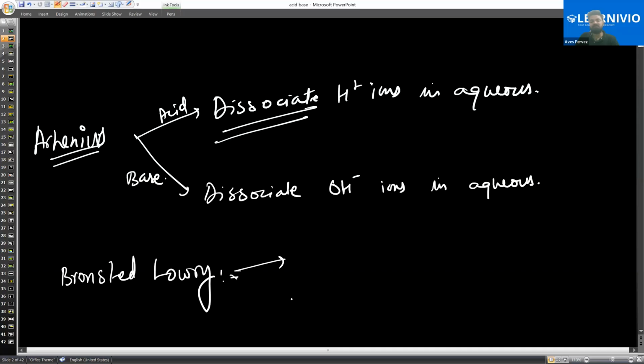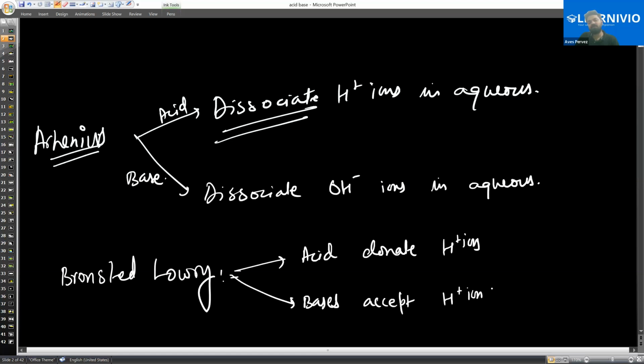But according to Bronsted-Lowry, acids donate H plus ions, and bases accept H plus ions. It is only talking about the H plus ions. One is donate, another one is accept. So these are the two ways we can tell what are acids and what are bases. Note down both. The definition is not going to come in examination, but you need to know it for better understanding.